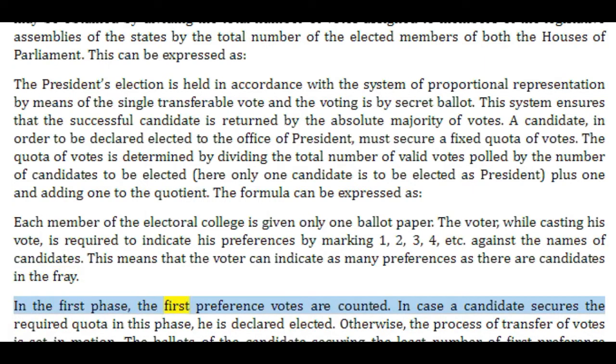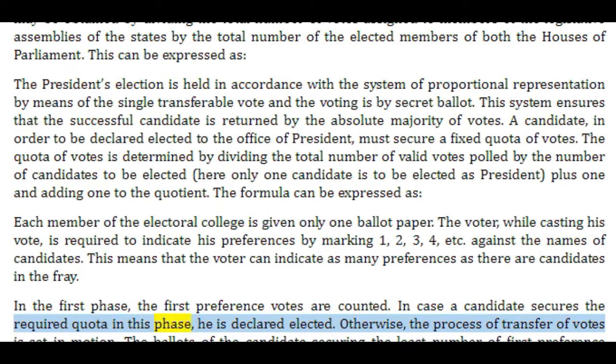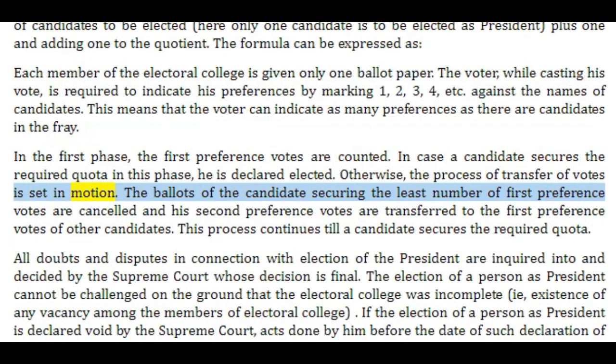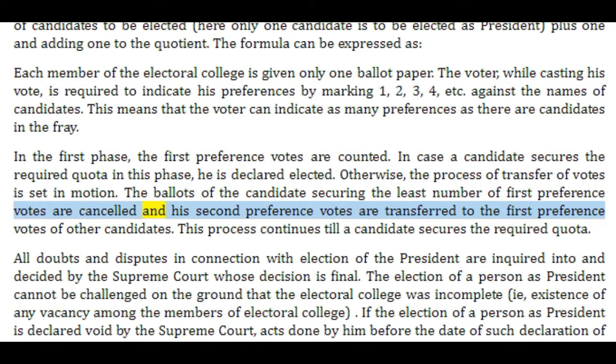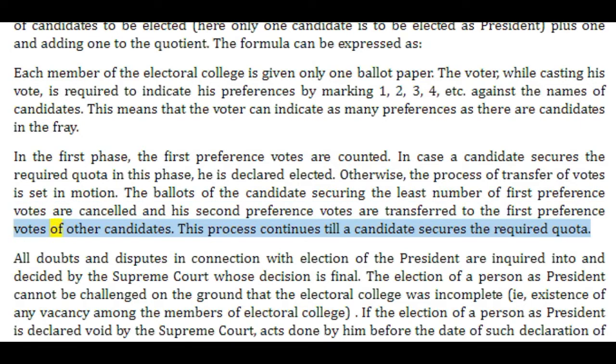In the first phase, the first preference votes are counted. In case a candidate secures the required quota in this phase, he is declared elected. Otherwise, the process of transfer of votes is set in motion. The ballots of the candidate securing the least number of first preference votes are cancelled, and his second preference votes are transferred to the first preference votes of other candidates. This process continues till a candidate secures the required quota.